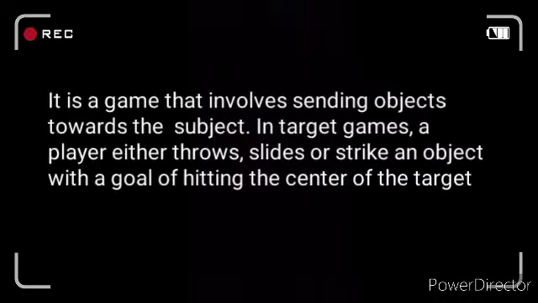The topic for grade 4 to grade 6 in the first and second quarter is all about games and sports. For the first quarter, it's all about the target and field games. So when we say target games, it's games that involve sending objects towards the subject. In the target games, a player either throws, slides, or strikes an object with a goal of hitting the center of the target. So here are some examples of target games.